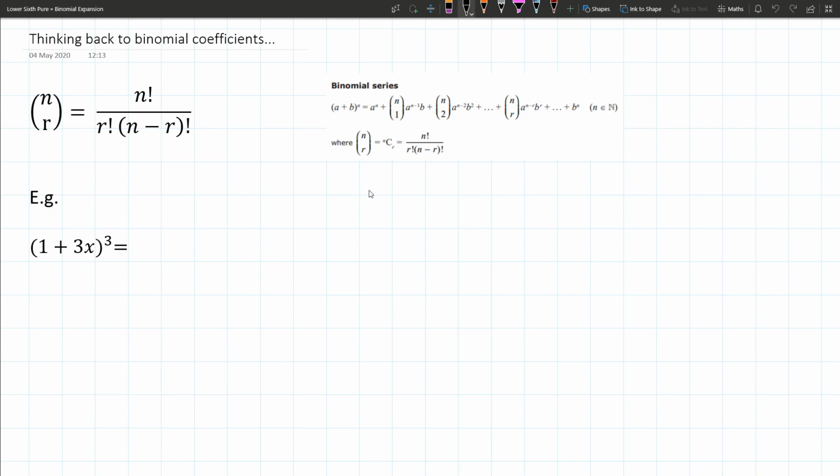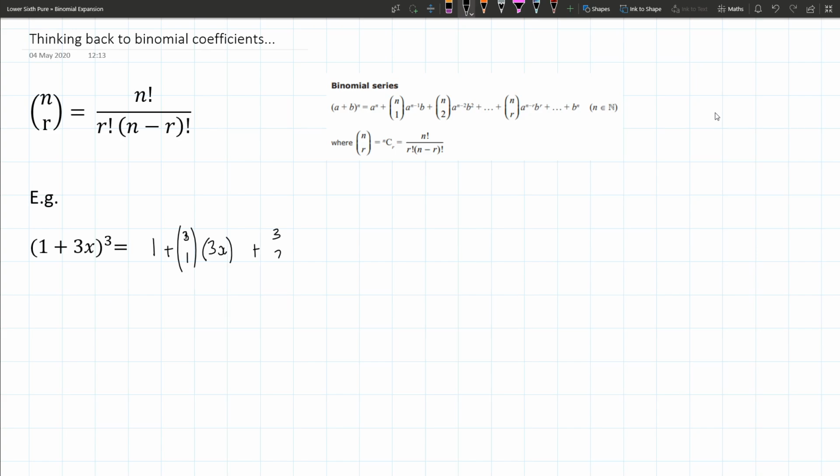This is quite a nice expansion because you'll notice that the a in this is actually 1. So if the a is 1, we can just ignore all of the a's throughout this, because 1 to the power of anything is always going to be 1. So this makes this into quite a nice easy expansion. So the first term would be 1 to the power of 3, which would just be 1. And then we work through the rest of our expansion. So we have n choose 1, which is going to be 3 choose 1, b, which is 3x. So I always tell you to put it in brackets.